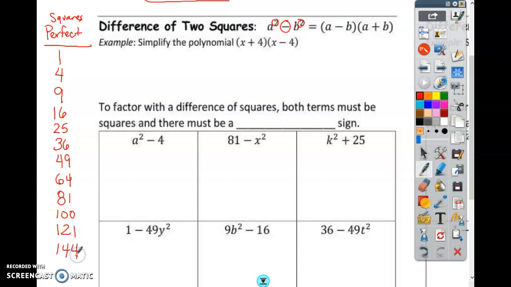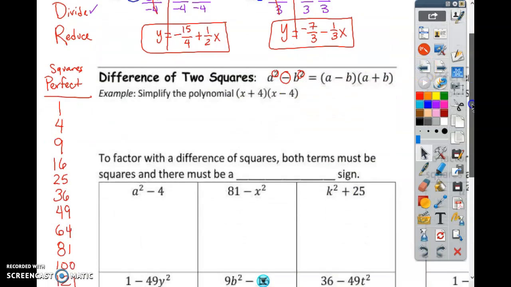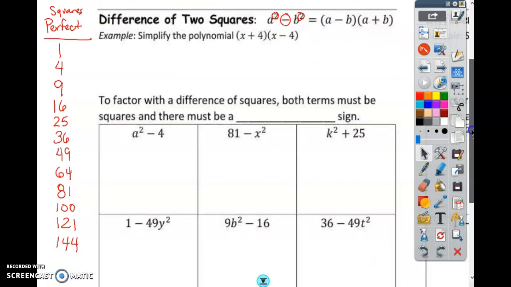And there's more. They're all on that diagonal I'm about to show you. So they're all right here. These are all perfect squares. They're on your multiplication chart, the green chart that you use every day that's on your desk. Okay, so if you see any of these numbers on the problems today, those are perfect squares, and that means we can do difference of two squares so long as there's a minus. Okay?